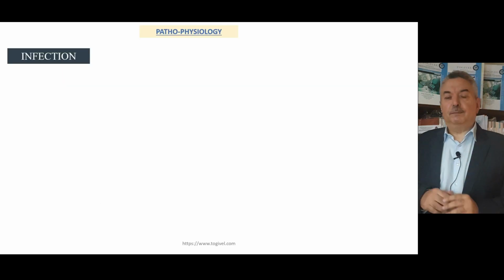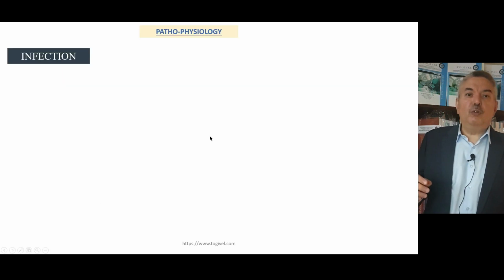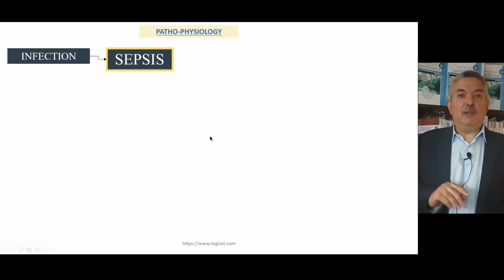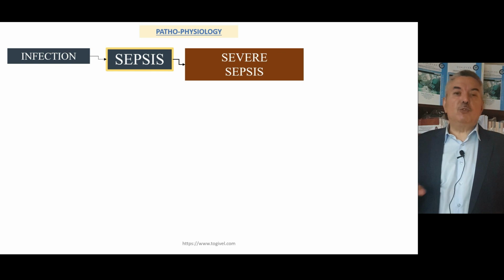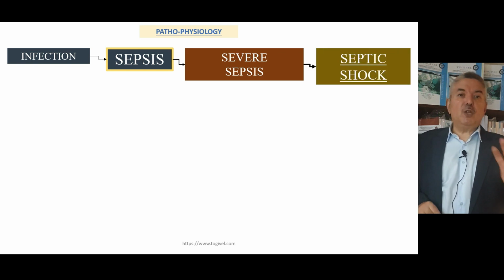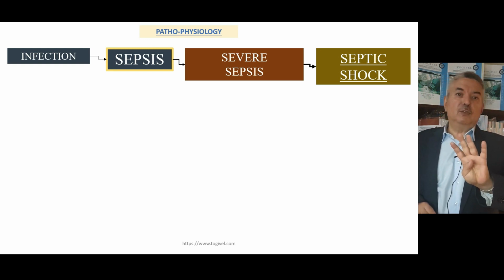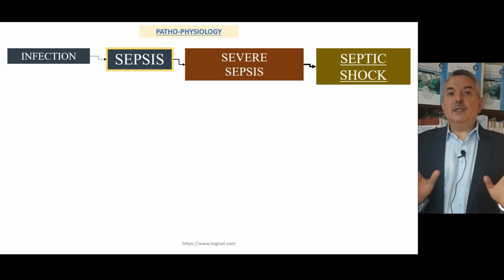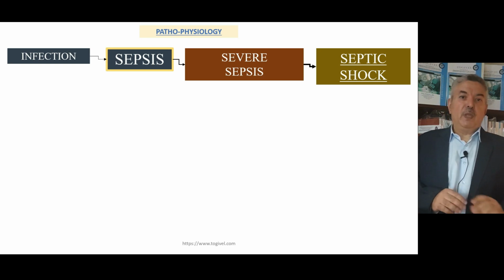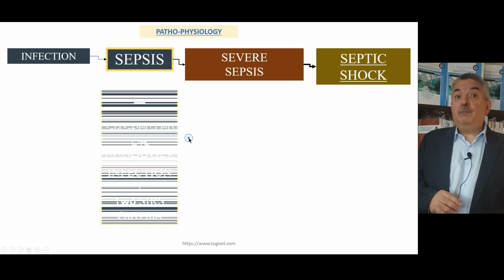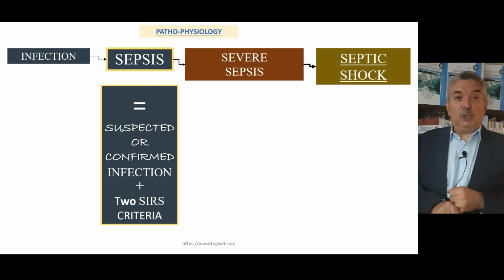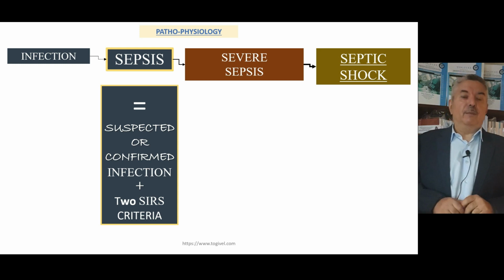We have infection, and then we have another term called sepsis. When I say sepsis, I mean something other than infection. Then I have severe sepsis, which is another term, and then septic shock, which is a fourth term. So actually I have four terms to use. Infection means there is local edema, redness, hotness in a certain tissue. But when I say sepsis, it means that I have a suspected or confirmed infection with two SIRS criteria.